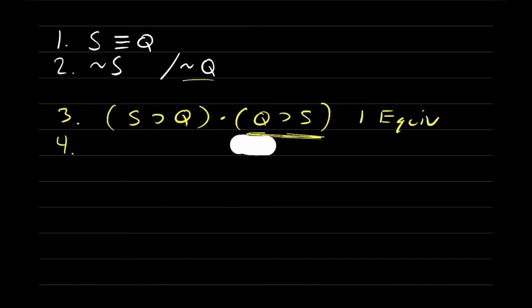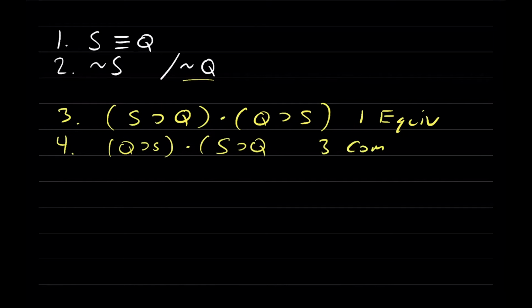Well, first of all, we have to use commutativity to get that term in parentheses on the right onto the left side of that conjunction. So let's rewrite line 3 as Q implies S and S implies Q. Line 3 by commutativity. And now, once Q implies S is on the left, we can simplify line 4 to get Q implies S. Line 4 by simplification.